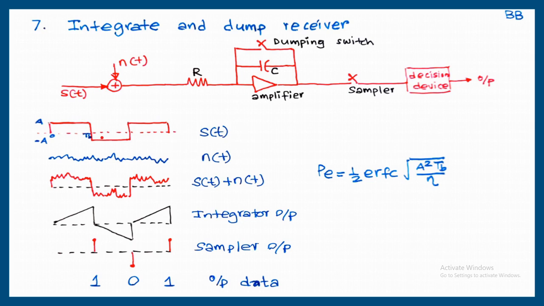And case 2 was s1(t) and s2(t) are orthogonal signals. And for orthogonal signals, this answer is A squared TB by 2 eta. But here the signals are antipodal signals, antipodal, P-O-D-A-L. So for antipodal signals, this is the expression, half complementary error function of square root of A squared TB by eta. A we will get from here, this is the amplitude. TB depends upon the bit rate. If it is 1 kilobit per second, this will be 1 millisecond. And eta is the PSD of white Gaussian noise.